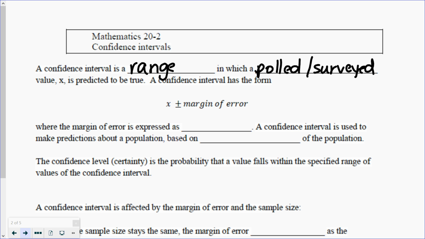The way that the confidence interval is usually written is x plus or minus. You've seen this plus or minus before when we did the quadratic formula. So it's saying x, a value, plus or minus the margin of error, where the margin of error is expressed as a percent. A confidence interval is used to make predictions about a population based on samples of the population.